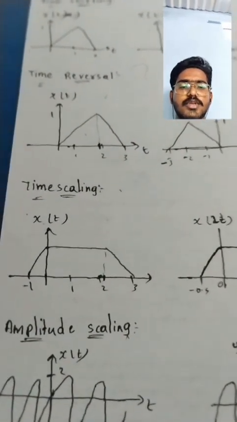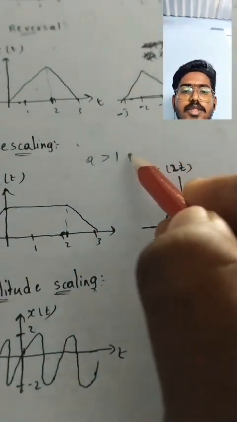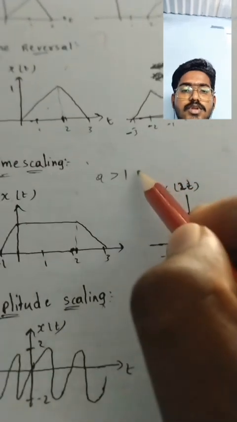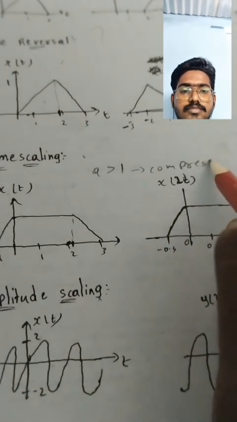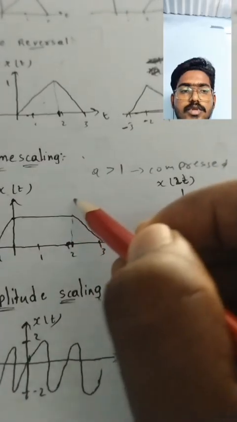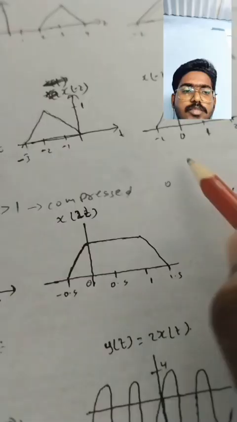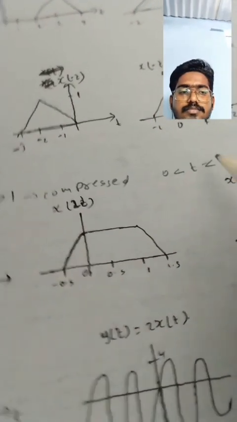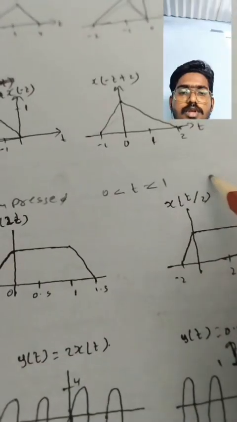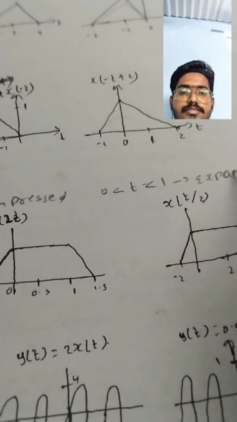It will be represented as x of a t. If a is greater than 1, it is compressed. If a is in between 0 and 1, then the time is expanded.